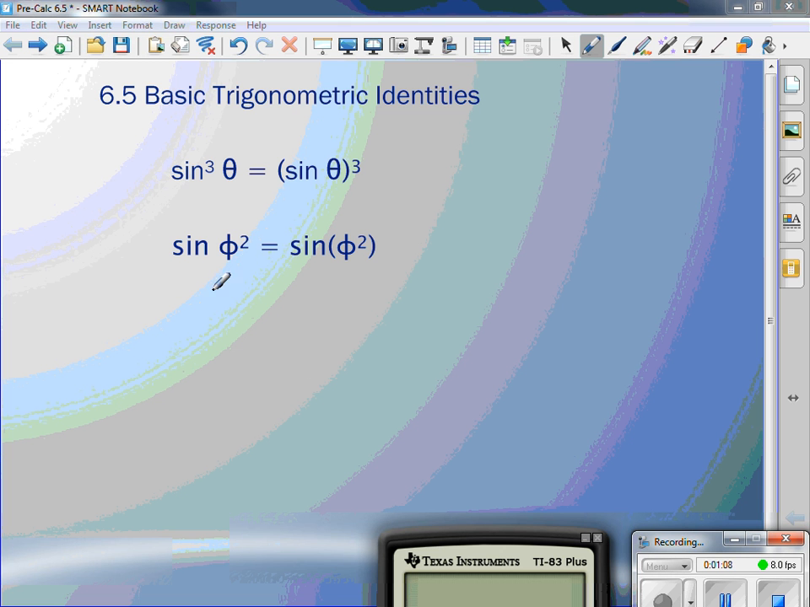I see this all the time where someone will say the sine of t squared is the same thing as this. They're not the same. This looks kind of elementary to show you, but it's something you have to understand. They're two different ideas.